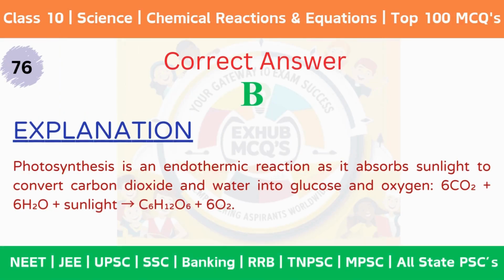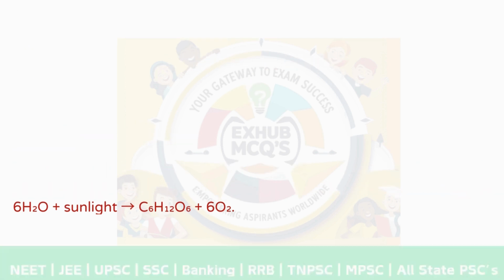The correct answer is option B, photosynthesis. Explanation: photosynthesis is an endothermic reaction as plants absorb sunlight to convert carbon dioxide and water into glucose and oxygen, storing energy in chemical bonds.